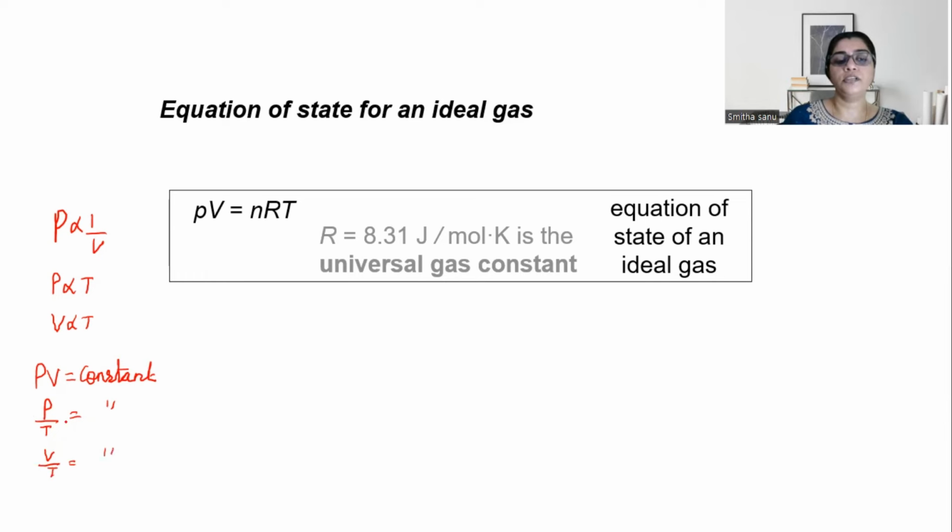So merging all these equations, what can we tell? PV is equal to nRT, where n is the number of moles, R is the universal gas constant, and T is the temperature. This equation, which merges all the ideal gas equations, is called the equation of state of an ideal gas, where P is pressure, V is volume, n is number of moles, R is the universal gas constant, and T is temperature.